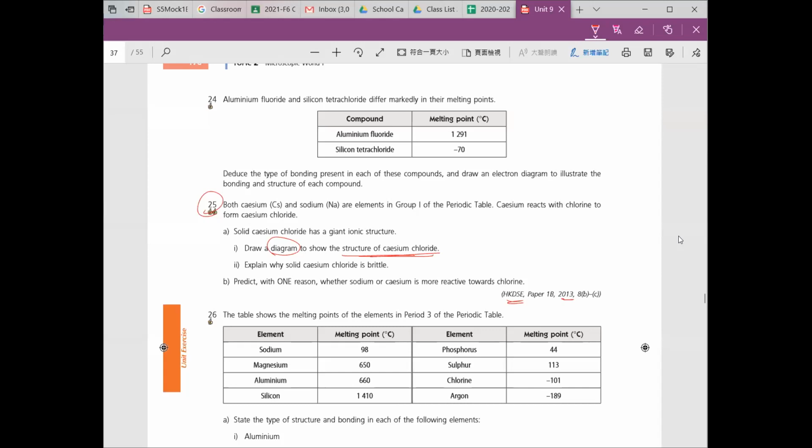Can you find something challenging now? You are going to draw the structure. How? Can you locate the page for me first of all? Which page? If you're asked to draw a diagram of cesium chloride, so what is it? Yes, A1. What is that?